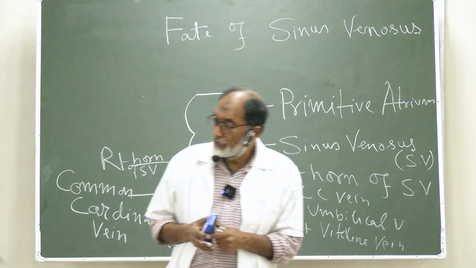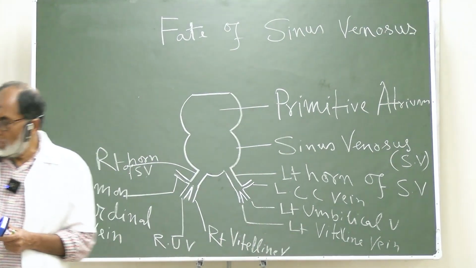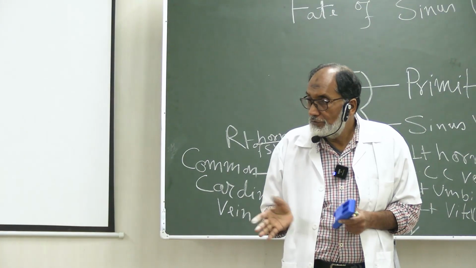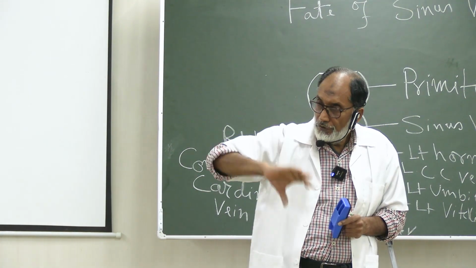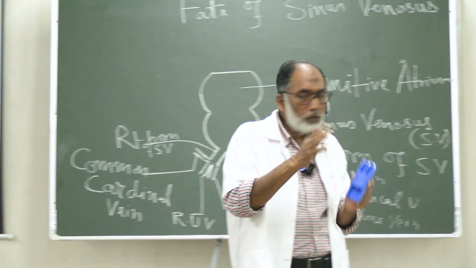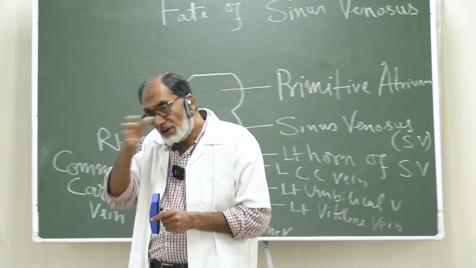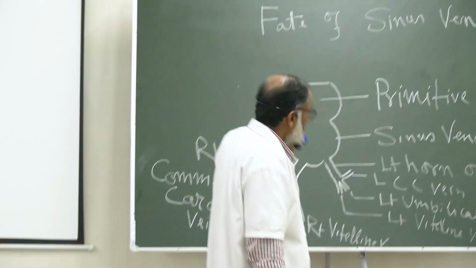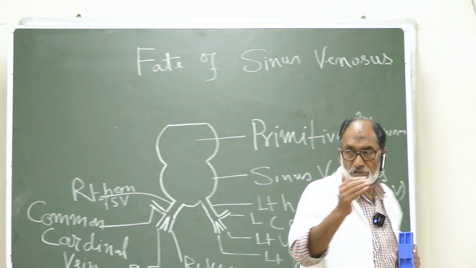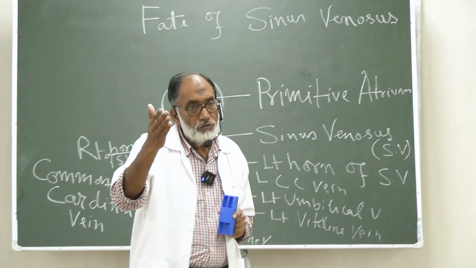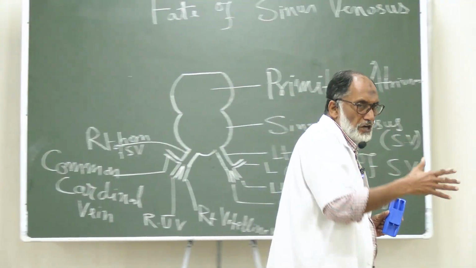We have already completed formation of the heart tube. I think you have learnt it by heart, because it is very important, the development of the heart tube, because from that heart tube all the components of the heart will develop. Today's portion is sinus venosus. You know sinus venosus is the caudal end or venous end of the heart tube.